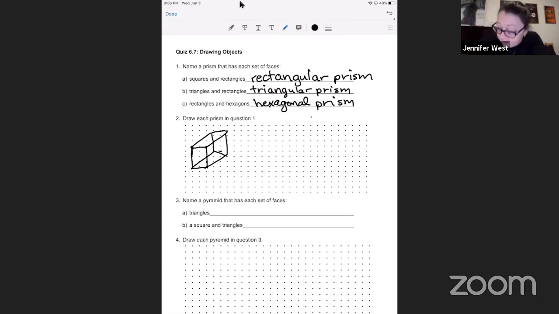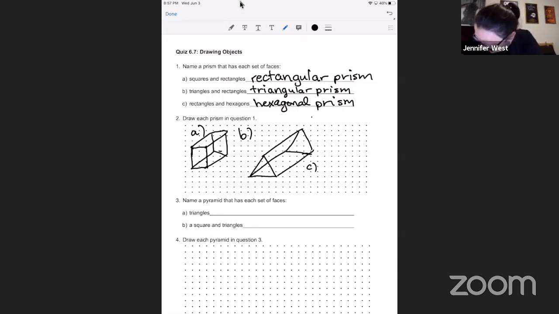So that's 1A. I drew the prism. And then it's asking me to draw a triangular prism for 1B. And there we go. So that's a triangular prism. And then, oh, I drew it so big. Okay, and then C is a hexagonal prism.